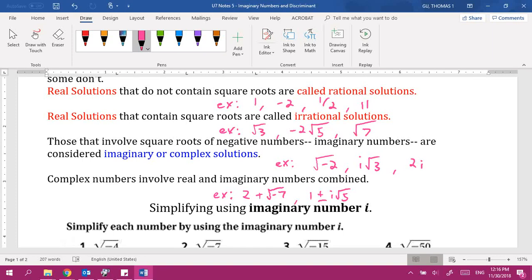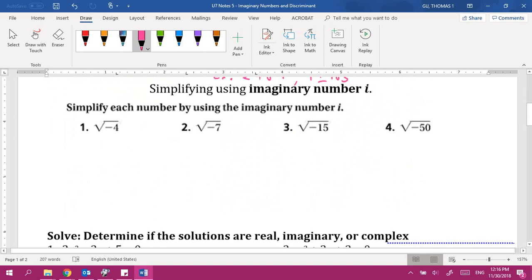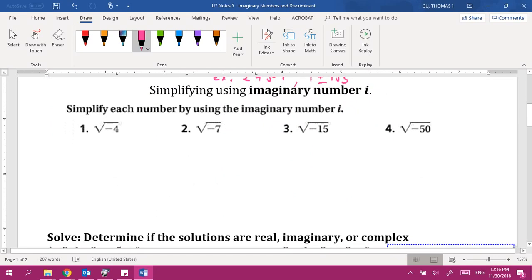All right, so now we see these i's, okay, and we're going to see what it actually is. So simplifying using the imaginary number i. i is an imaginary number. So why can't you get the square root of a negative number? Does anybody know? Why can't you have a square root of a negative number? That's right. So a negative times negative is a positive. So that comes out to be positive. And also positive times positive is a positive.